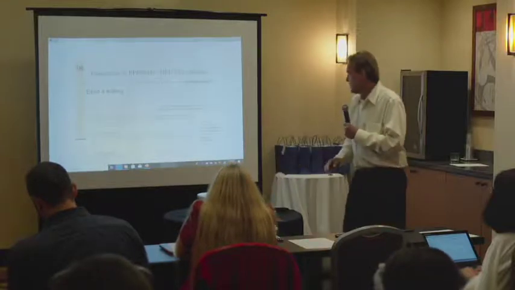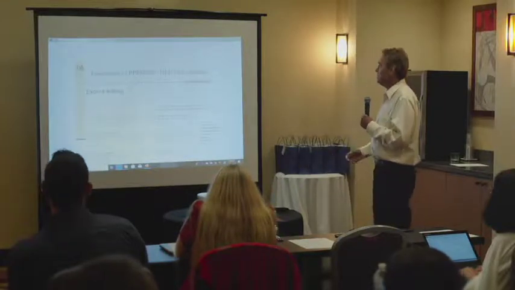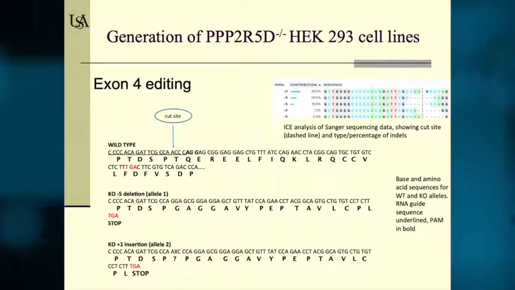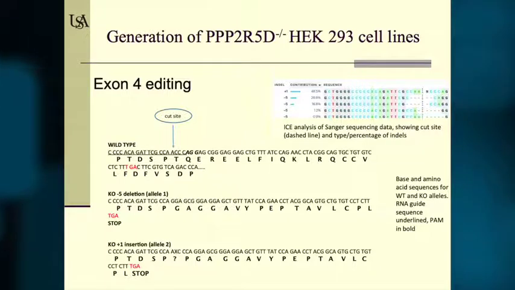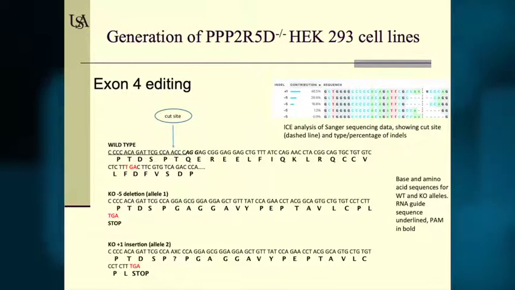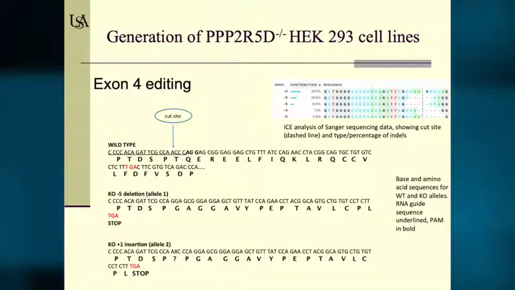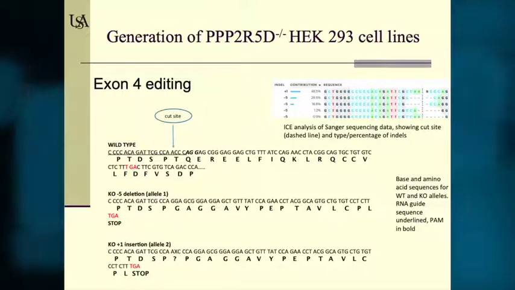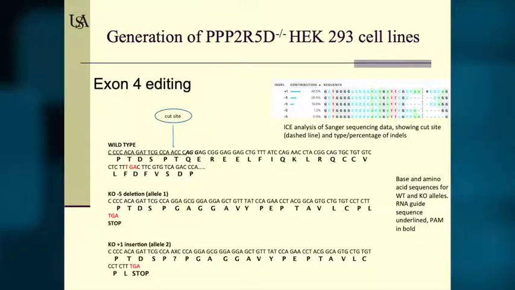Okay, so this is just for the scientists. The idea is to eliminate the R5D. We use classic CRISPR. So we just targeted exon 4, and we have one allele had a 5-base deletion, the other had a single base insertion. They both lead to premature stop codons, and that leads to nonsense-mediated decay. I put the data in. It's clean, so I'm not going to go through it, but this is just for everybody.